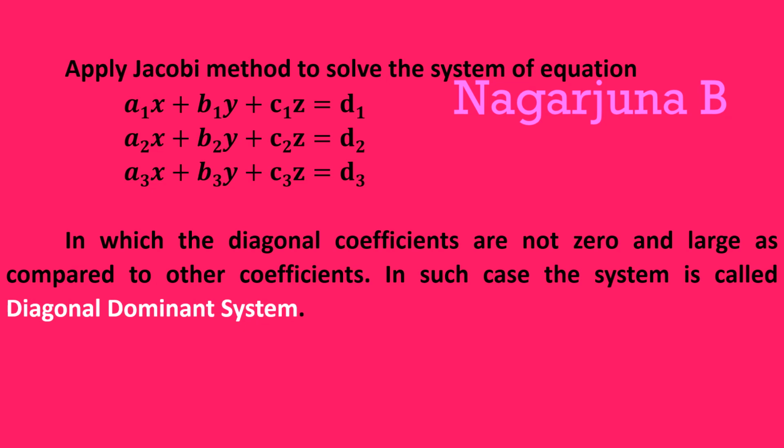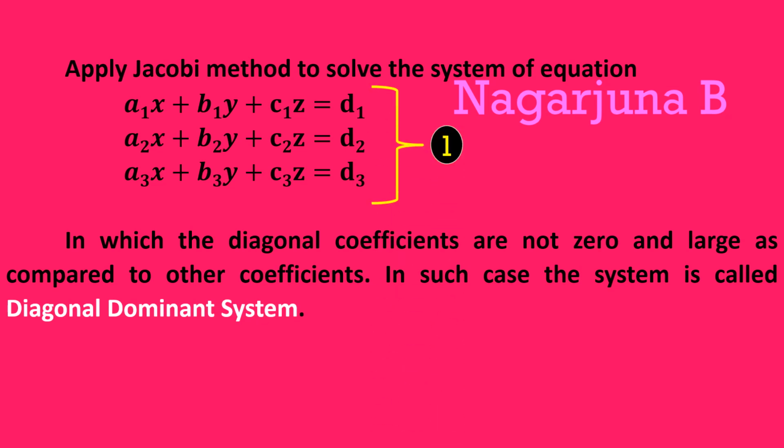That means a1 should be greater than b1 and a1 should be greater than c1. In the second equation b2 should be greater than a2 and b2 should be greater than c2. In the third equation c3 should be greater than a3 and c3 should be greater than b3. Then such a system of equations is called a diagonal dominant system. To apply the Jacobi method, we need to first check that the system of equations that has been given is a diagonal dominant system. If it is a diagonal dominant system, then only we can apply the Jacobi method.